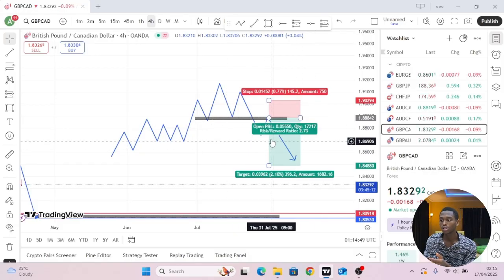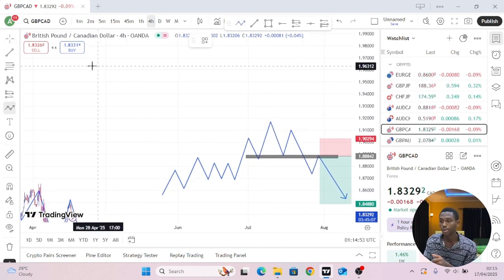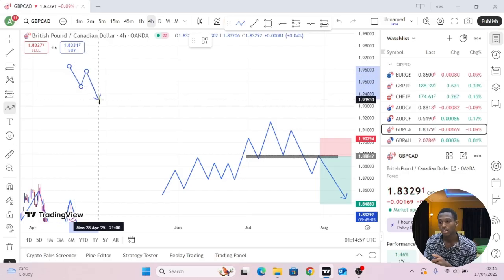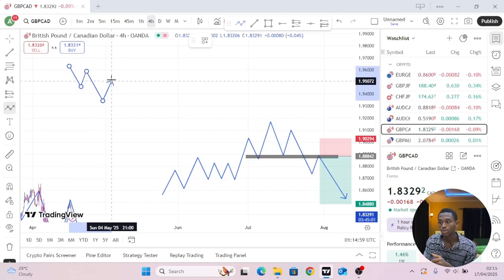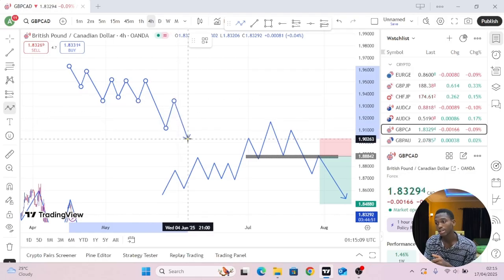Now let me show you the opposite direction. A shift of structure from a bearish market to a bullish market. Now it is making lower lows and lower highs, lower lows and lower highs, and some consolidations. Let's add the consolidation. And then again it breaks, and then it comes here again. And then it makes another lower low.